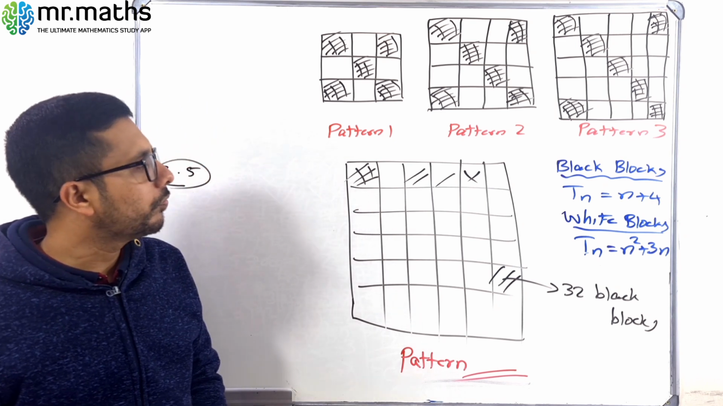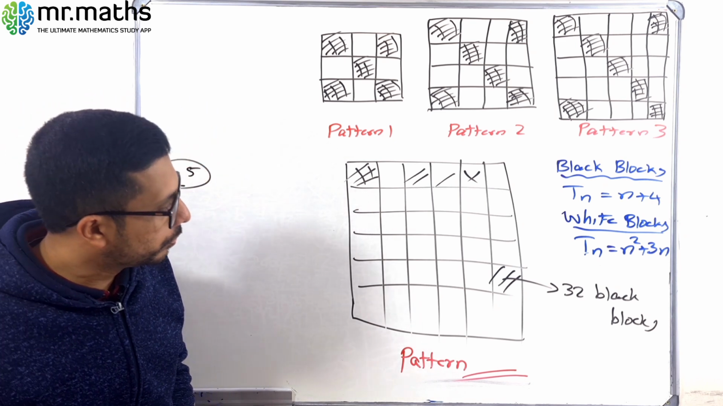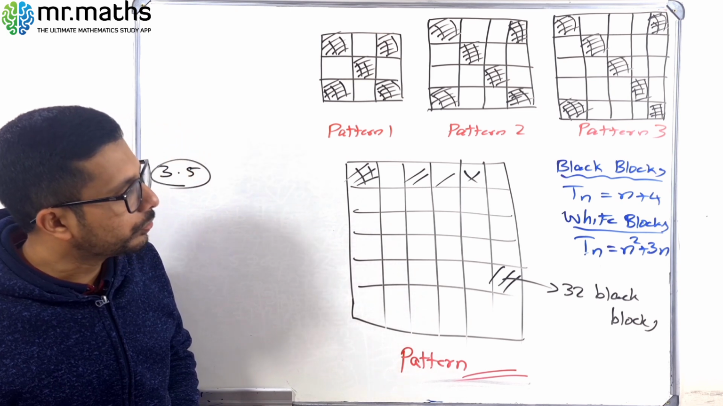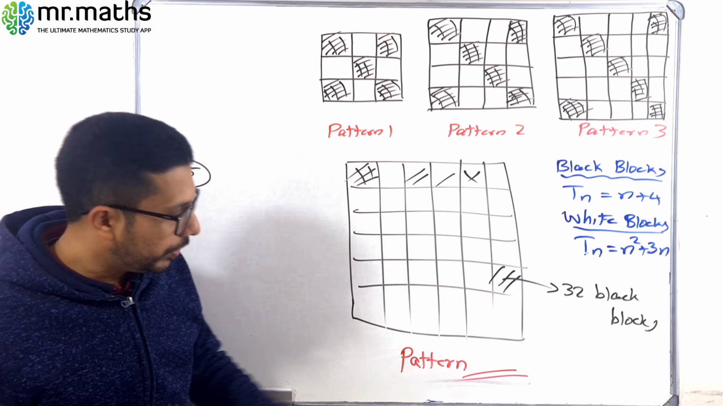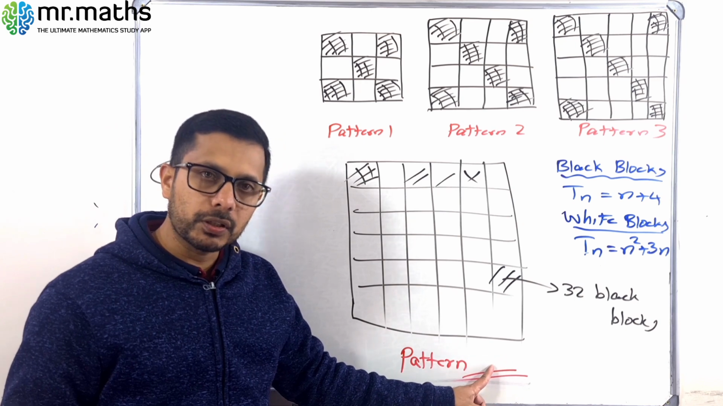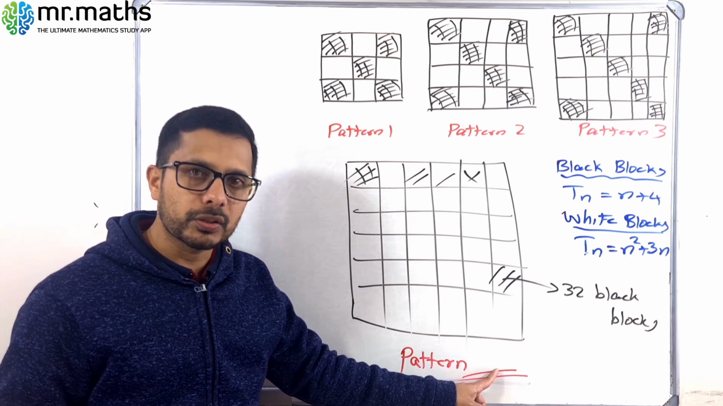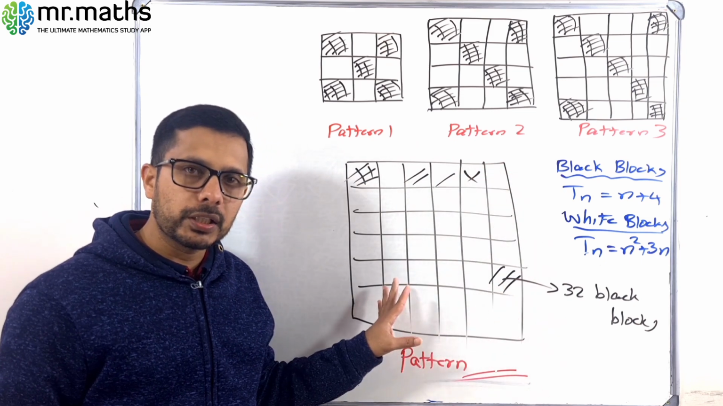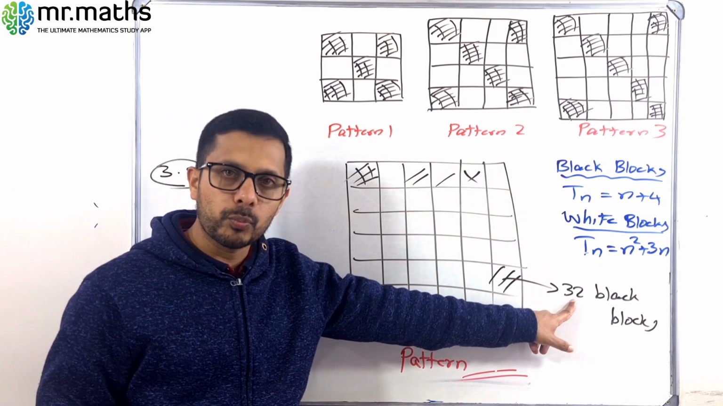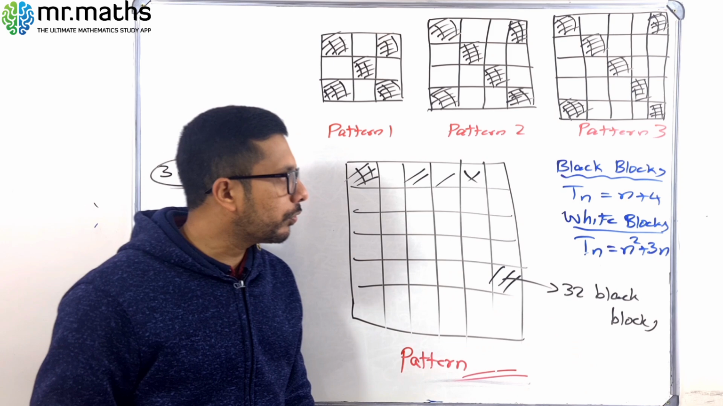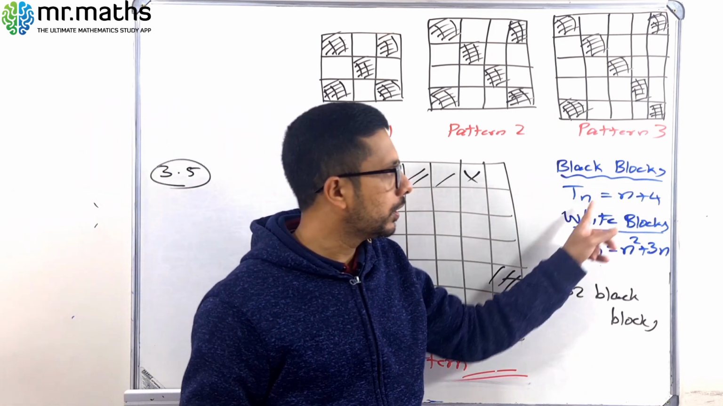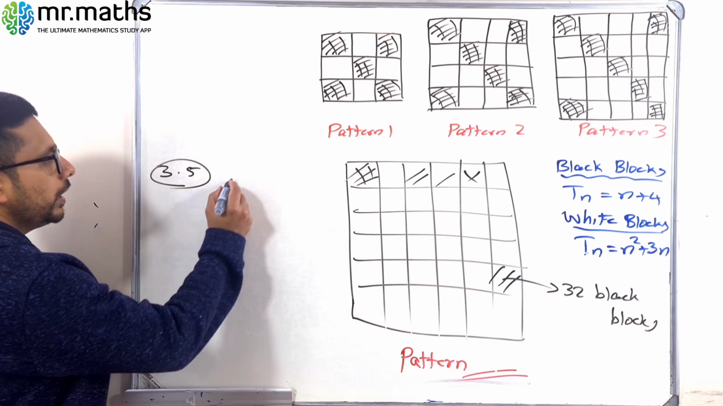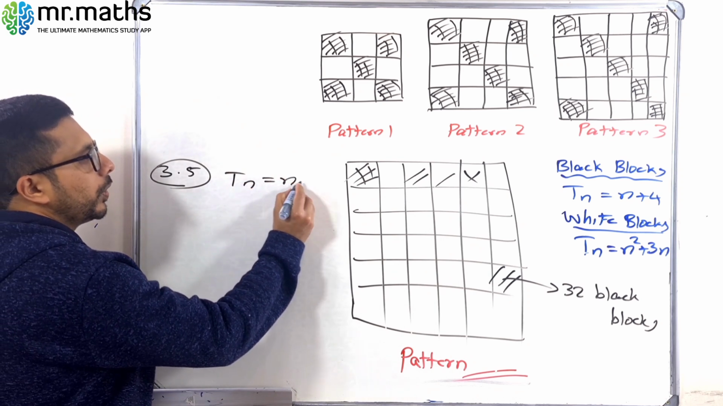So to do this type of question, first of all we have to know which pattern number this is. How many black blocks are there in this pattern? 32 black blocks. So what is the formula to find the black blocks? Tn is equal to n plus 4. Am I right?